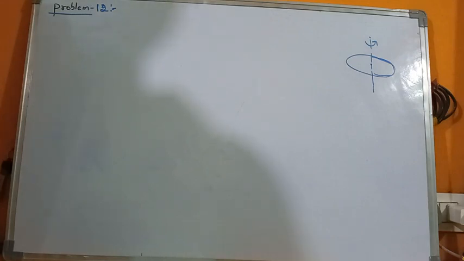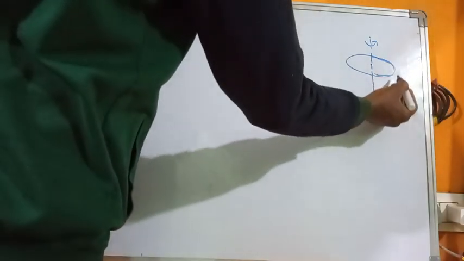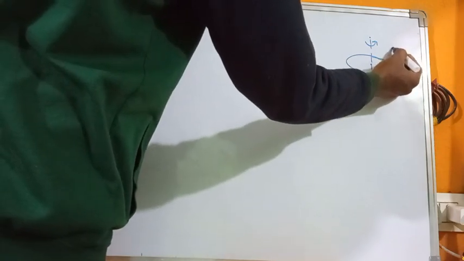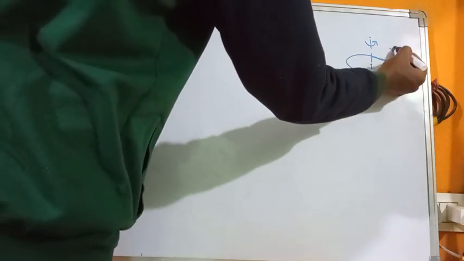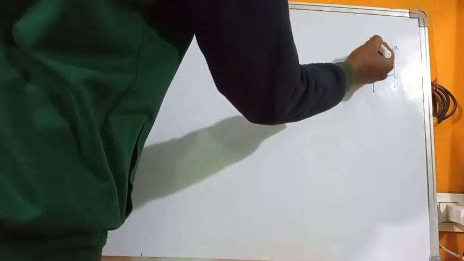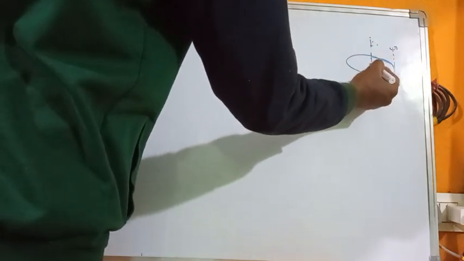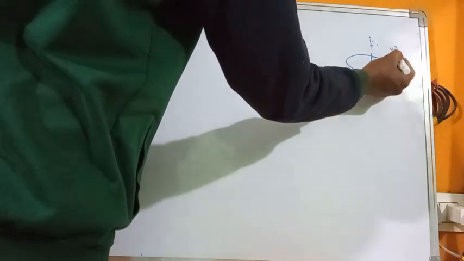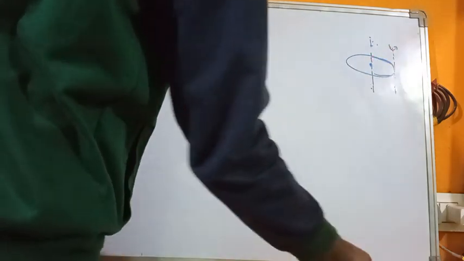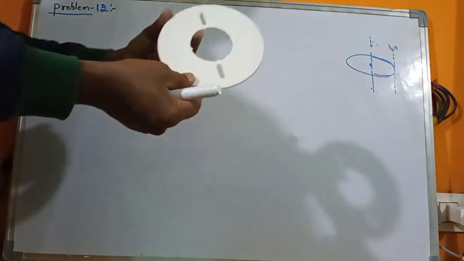According to this data, the circular disk is rotating with a speed of 60 rpm about an axis passing through a point on its circumference. The circumference means like this, and the axis is perpendicular to the plane, so not through the center of mass. It is moving about its circumference.